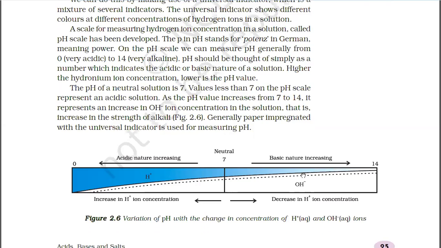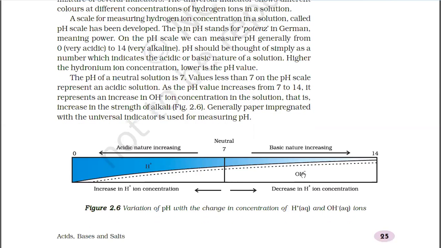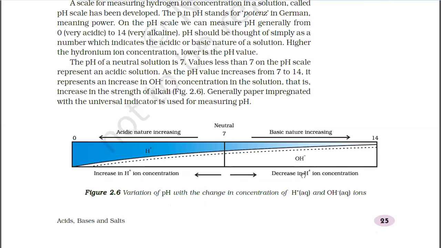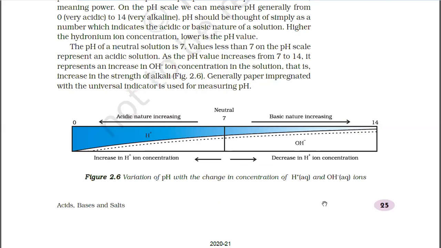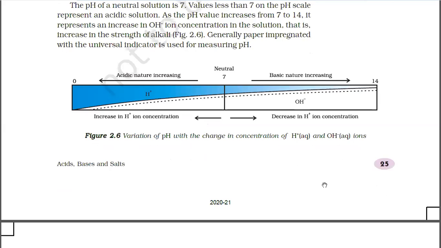The higher the hydronium ion concentration, the lower the pH value. The pH of a neutral solution is 7. Values less than 7 on the pH scale represent an acidic solution. As the pH value increases from 7 to 14, it increases the hydroxyl ion concentration in the solution, that is, an increase in the strength of alkali. Generally, paper impregnated with the universal indicator is used for measuring pH.